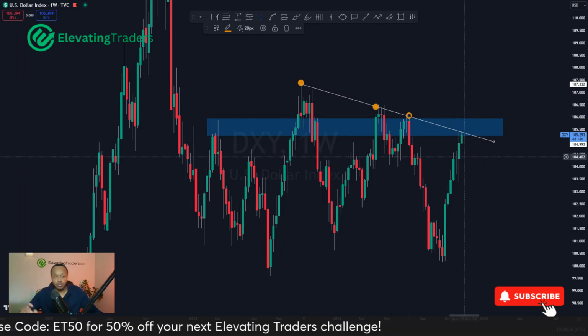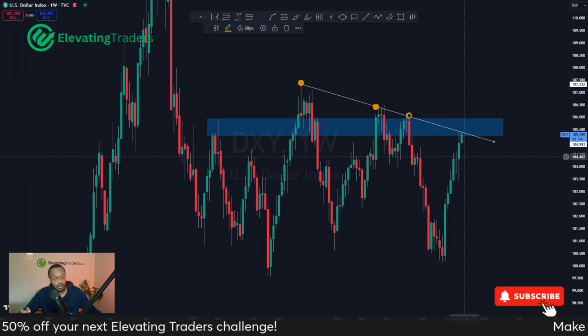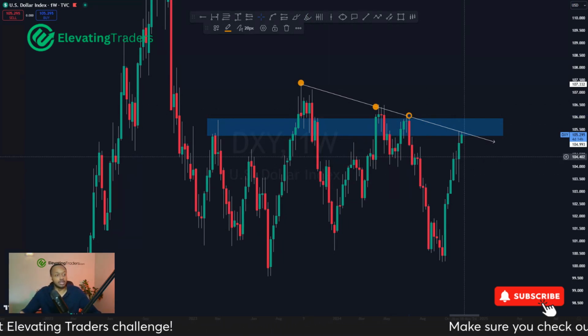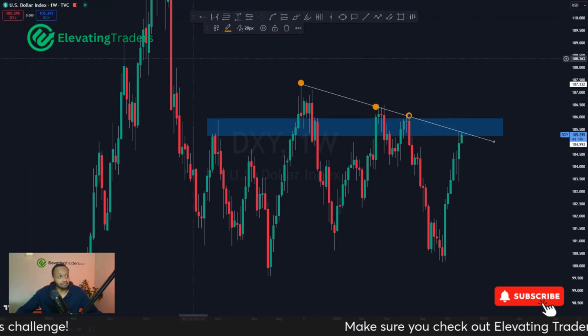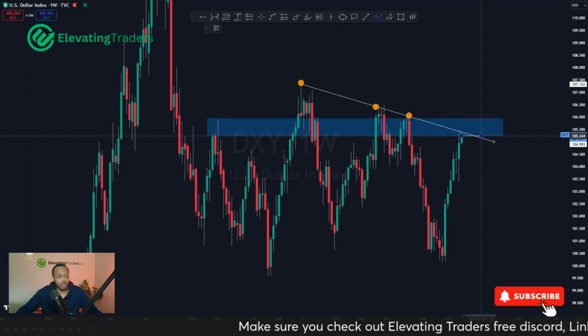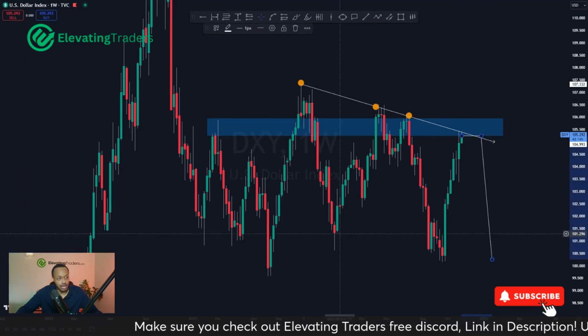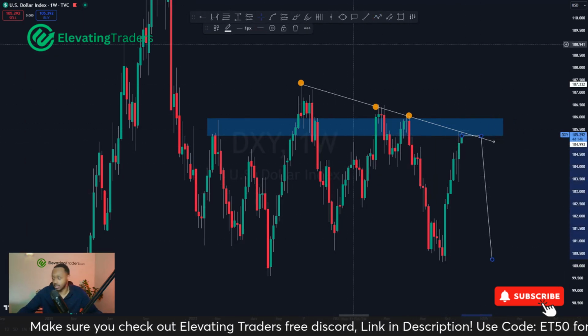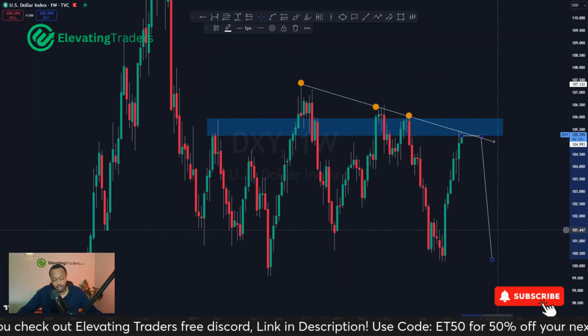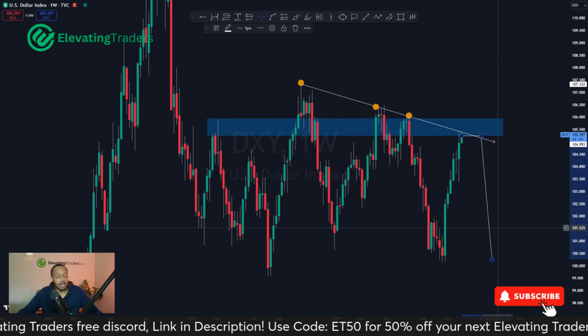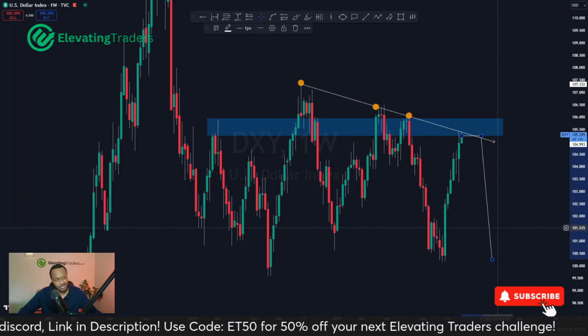So if we can reject 105,500, which is that area I'm looking at, there is a lot of room to the downside for the USD, potentially seeing another swing like we did previously, like we did over there, like we did over there. We could see another swing to the downside, which takes us all the way back to the lows of that same range. So there's a lot of room to the downside for USD if we can reject this area.